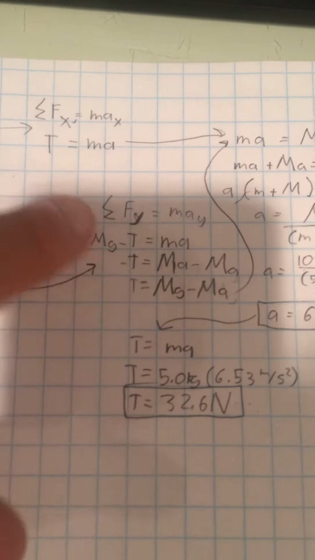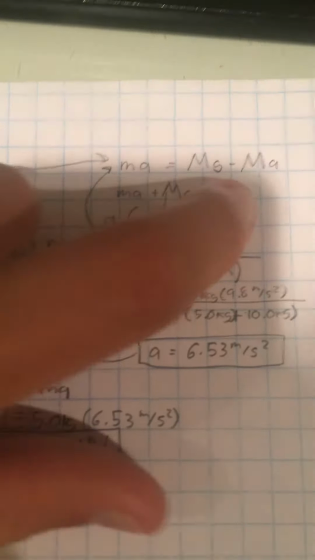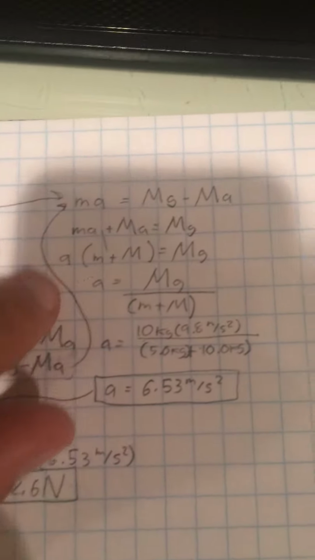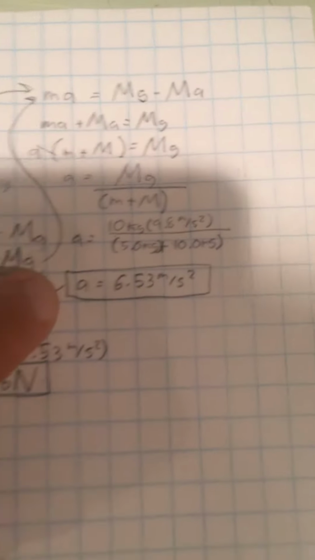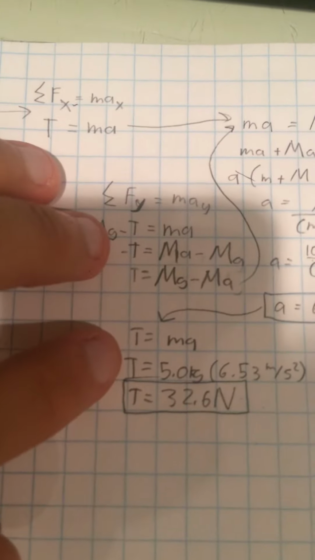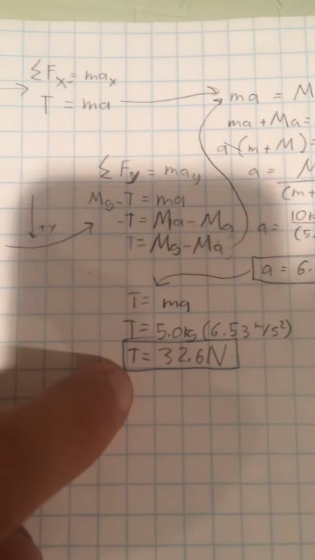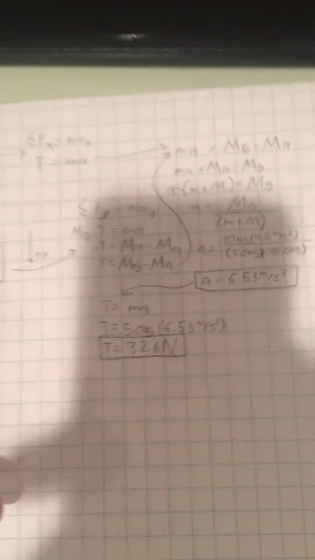I then combined these equations to get little ma equals big mg minus big ma. Then I got to this equation, which I used to solve for acceleration. Once I solved for acceleration, I plugged it back into one of the equations. You can plug it into any of them, but I plugged it into this one because it's simple. And I got the tension being 32.6 newtons. Acceleration and tension are obviously the same for both of these because they're connected by a pulley.